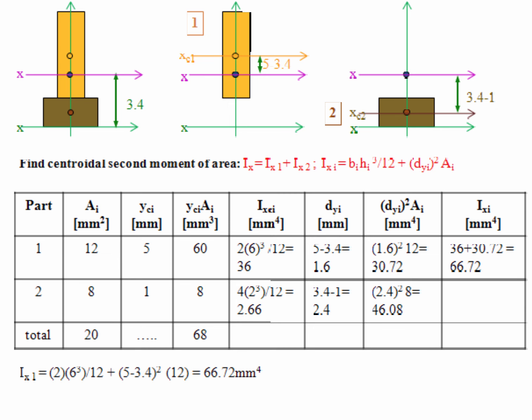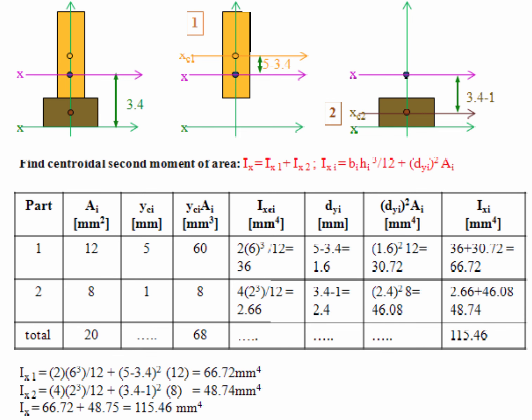We find the additional contribution to the second moment of area 2 by computing the distance d sub y of area 2 squared times the area of 2. And now we add the two contributions to find the total second moment of area 2 about the centroid of the whole figure. We now add the second moments of area for the two areas, each of them about the centroid of the whole figure, to find the total second moment of area.